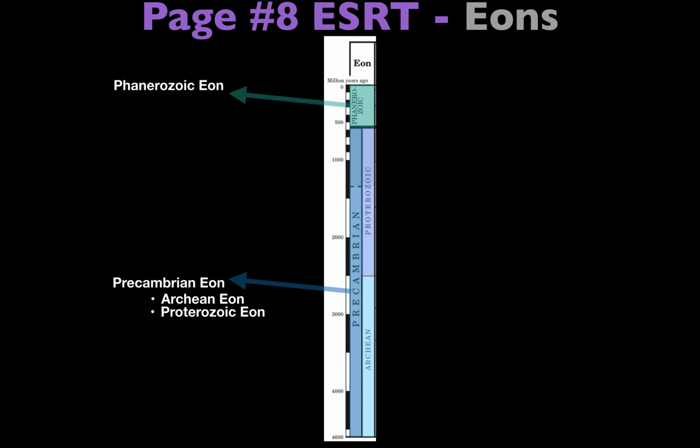Our first eon that we're going to focus on is the one that's furthest in the past, which is the Precambrian eon. That eon takes up the most time of Earth's history. Since it's so large, the Precambrian eon is broken up into two smaller eons. The one furthest in the past is the Archean eon, and then we have the Proterozoic eon. More recently, we have the Phanerozoic eon, which takes up a significantly less amount of time compared to the Precambrian, and it's the one that we are currently in. That's the eon that's part of our present day, the Phanerozoic eon.